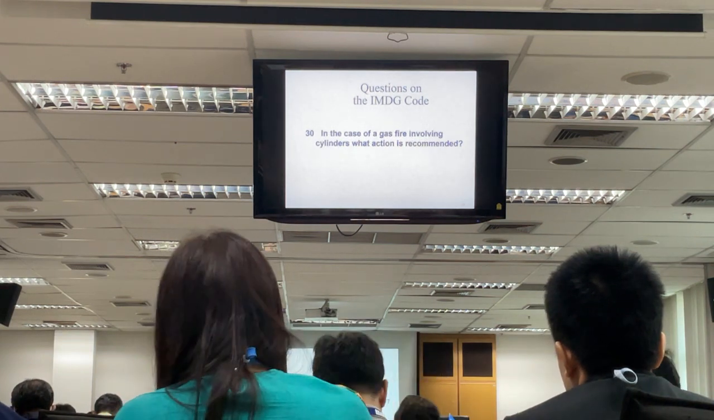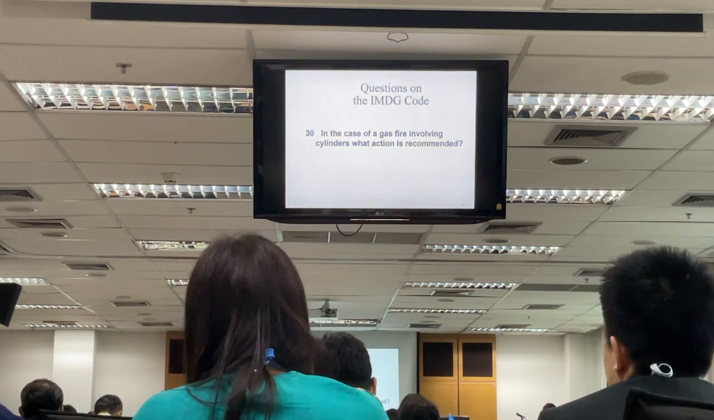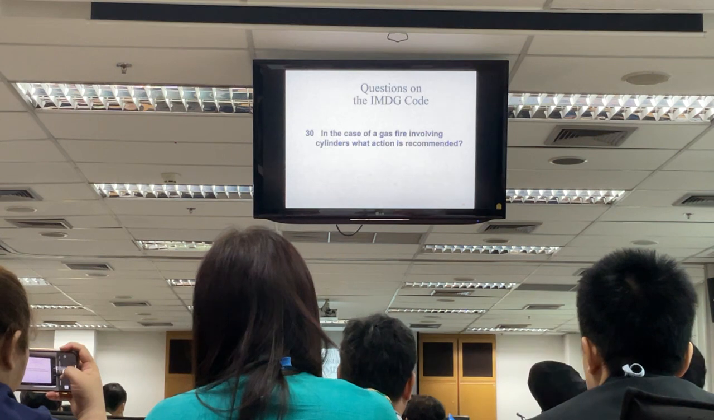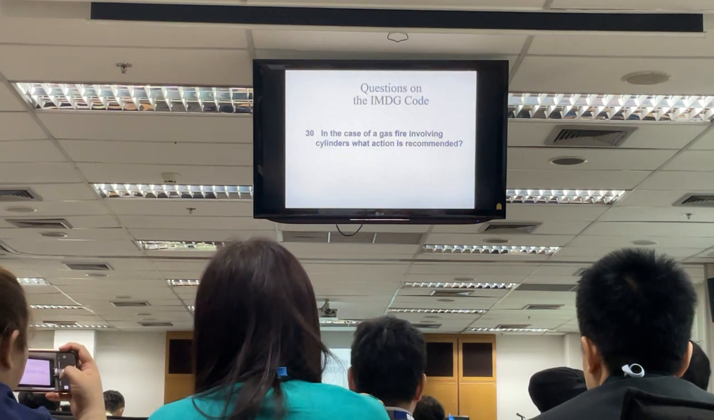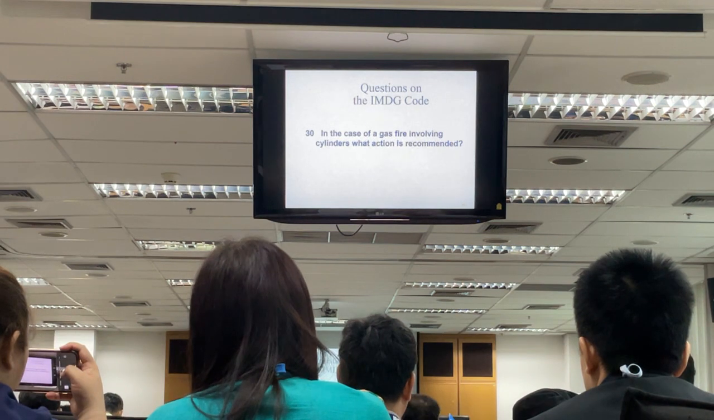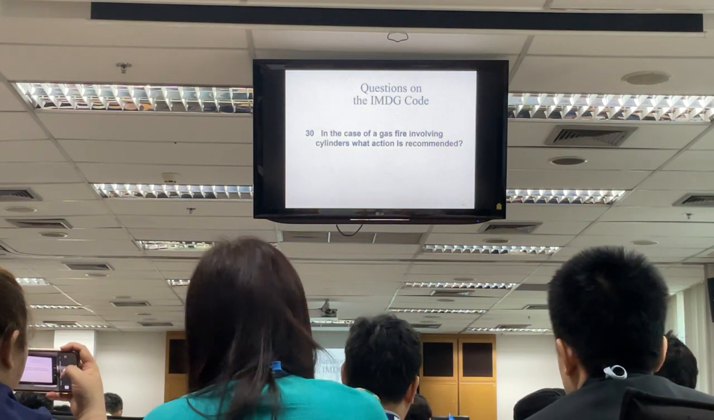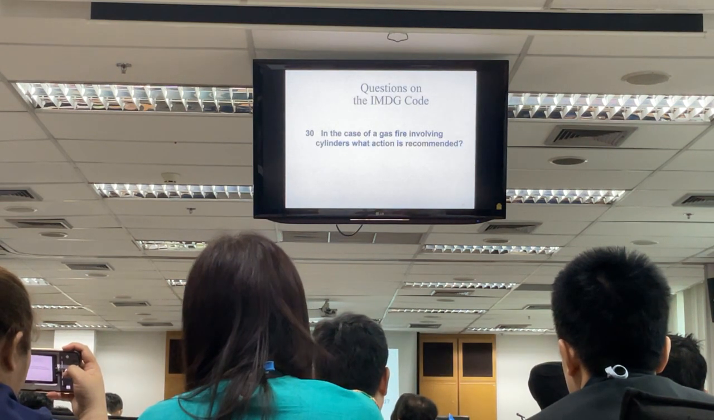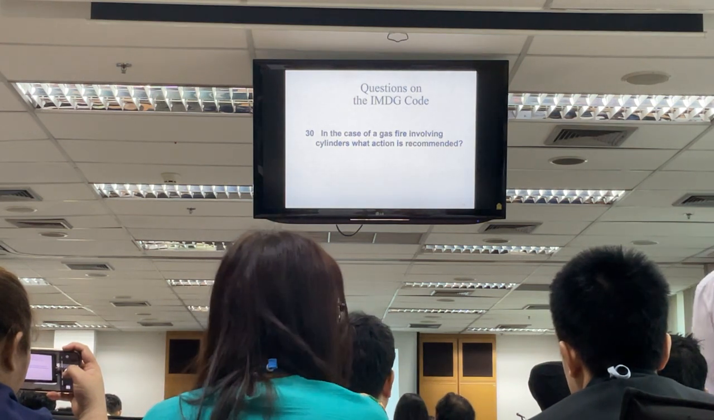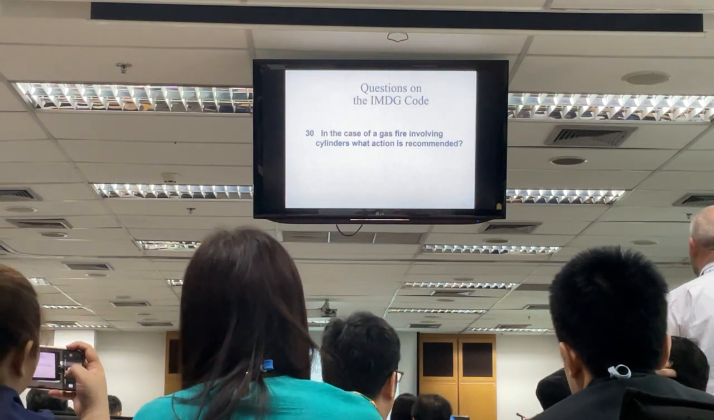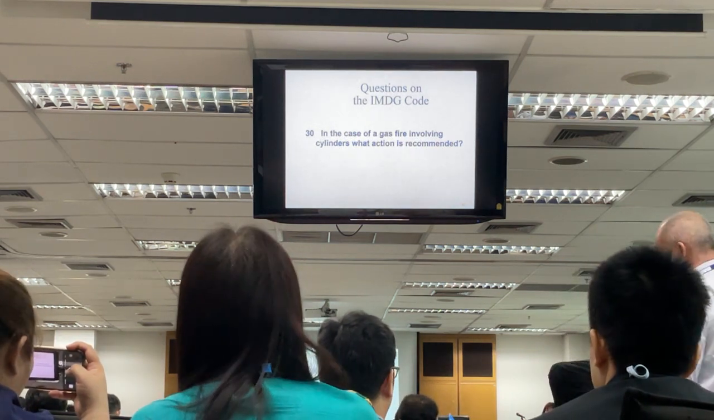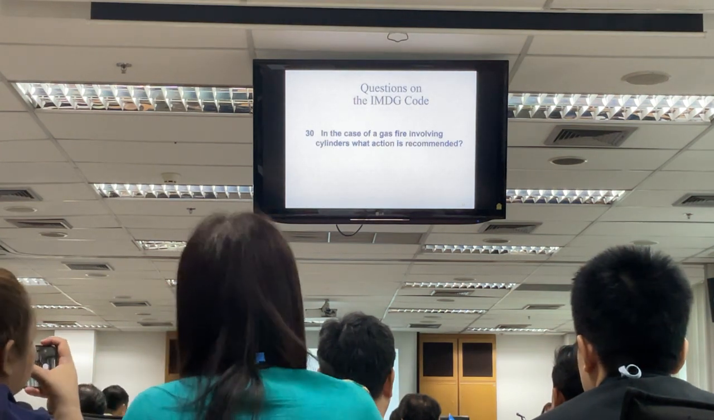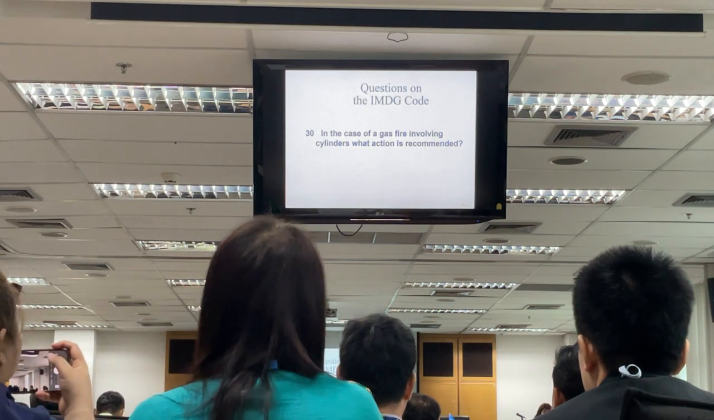30. In the case of a gas fire involving cylinders, what action is recommended? Where can we find that? FD. Supplement. Yes. Where in the supplement? EMS guide. And if we check the EMS guide, where do we find it? Did you navigate in the EMS? There are different tables. Did you find the gas, flammable gas part? Which Alpha, Bravo, Charlie, Delta, Hotel, which part is that? Delta. Yeah, correct.